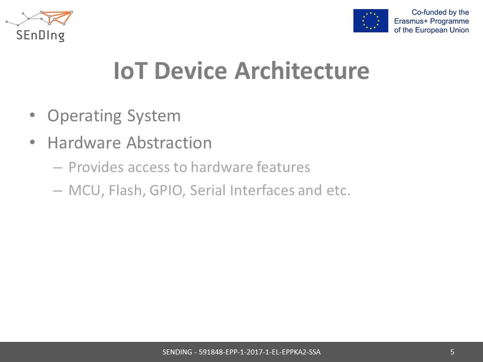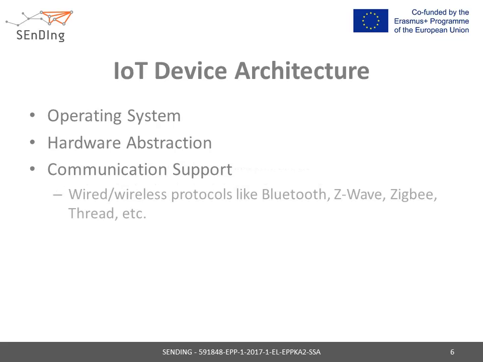The second layer is the hardware abstraction, the layer that provides access to the hardware features, such as the MCU, flash, GPIO, serial interfaces, etc. The third layer is the communication support layer that consists of wired and wireless protocols based on the deployment of the IoT device. An IoT device can use a communication protocol such as Bluetooth, Z-Wave, Zigbee, Thread, etc.